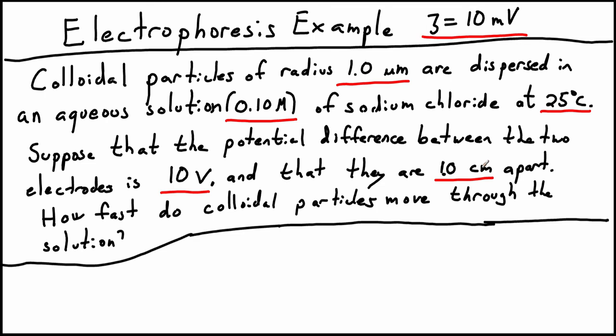The question is, and we're also given the zeta potential of our particles. So our particles have a zeta potential of 10 millivolts. So given all that, how fast do the particles move through solution?